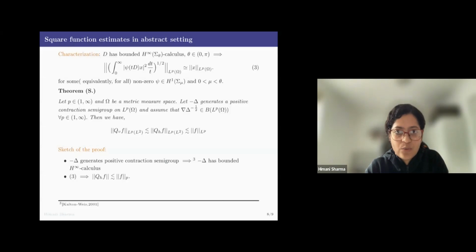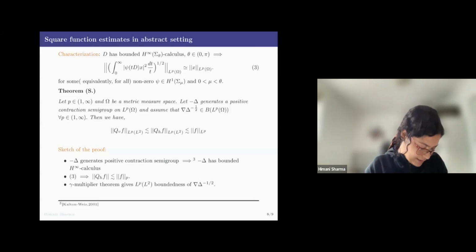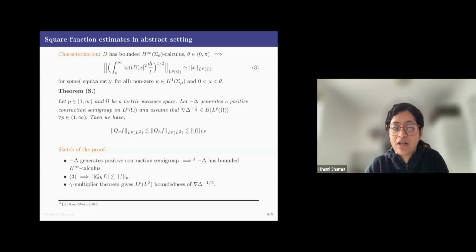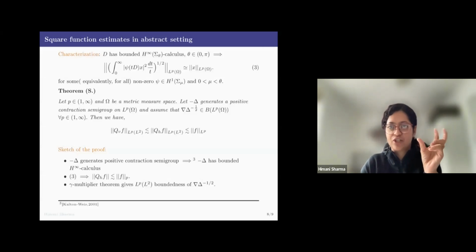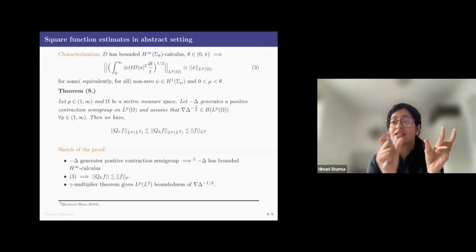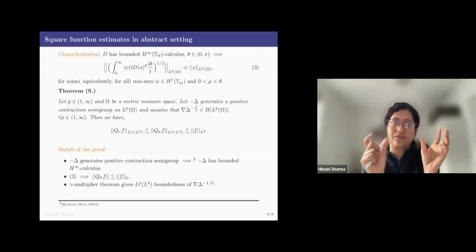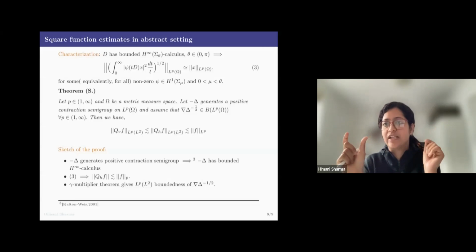Now, once we get this part, we need to show that the vertical square function is also bounded by the horizontal one. And this is in fact done with the help of a gamma multiplier theorem, which shows that if initially the operator is bounded, and if the set of those operators is actually R-bounded, then we will be able to get the boundedness from the LP-L2 norm.